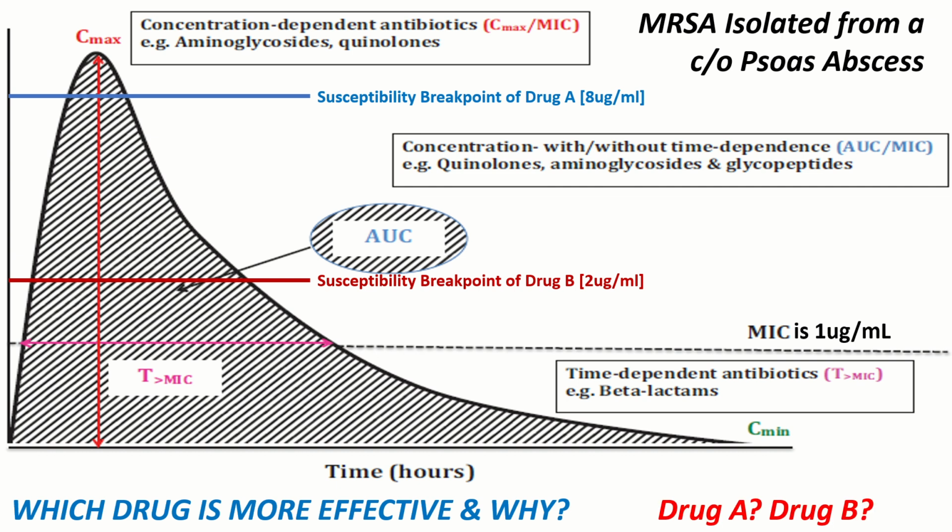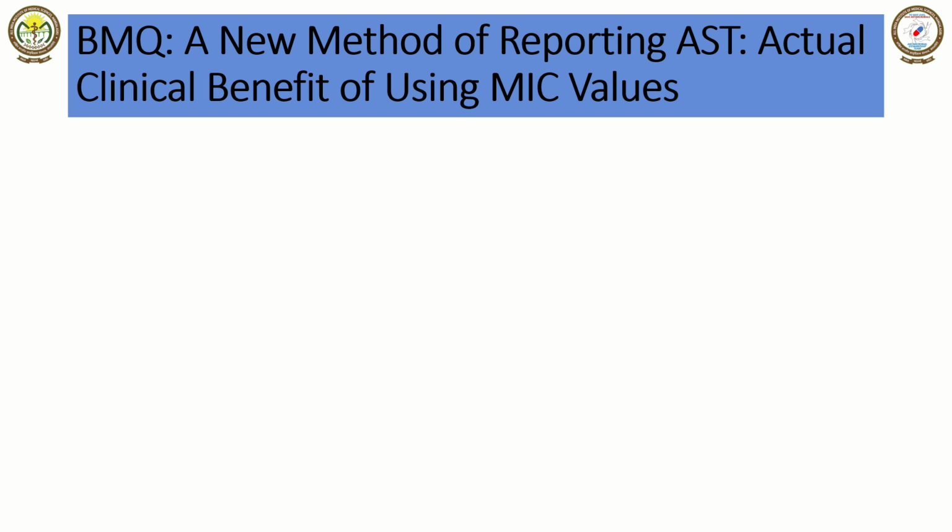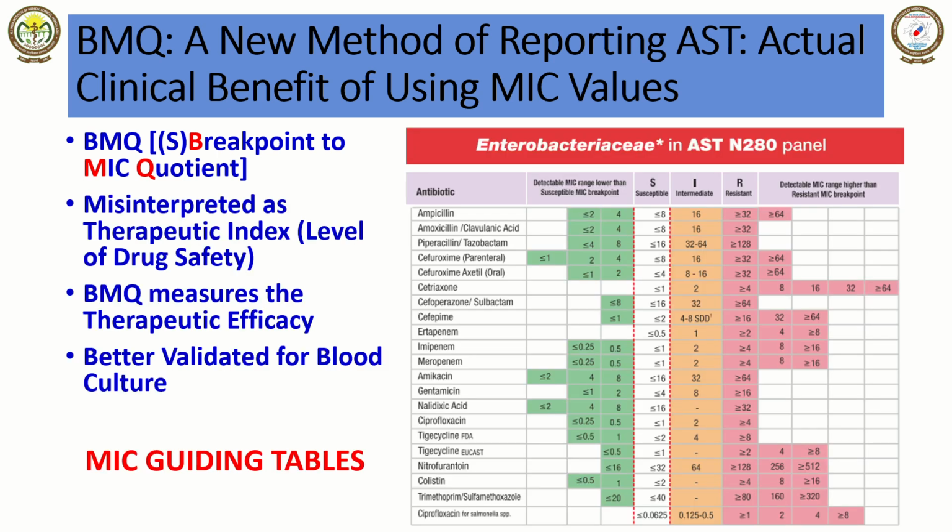So if I just ask you the question, which one is drug A and drug B? The answer to this particular question is that drug A is your Teicoplanin and drug B is your Vancomycin. That is the reason why we normally recommend Teicoplanin in our MRSA reports. So breakpoint to MIC quotient is a new method that I've been using for the past almost 6-7 years now, and it does have definitely better values.